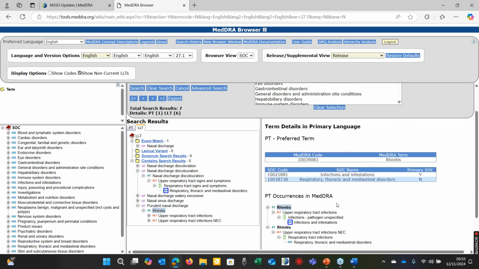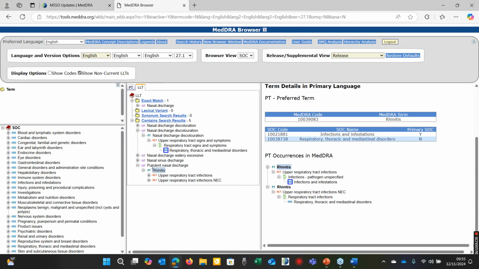So you see over here, once you code it to something with purulent in it, then you're putting it into the infections SOC. It goes under upper respiratory tract infections. The fact it contains pus, we don't know that. We don't know it contains pus, but we do know it's yellow. Is that what the reporter is trying to tell us?